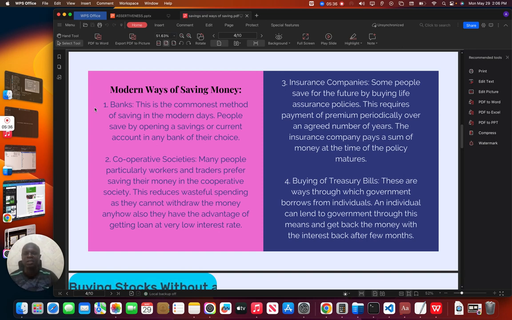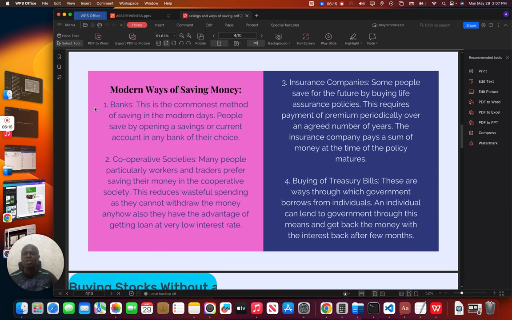Today, technology has really helped us and we are advancing every day. So we can save in the bank. The first way is bank. This is the most common method of saving in the modern days. People save by opening a savings or current account in any bank of their choice. So today, if you want to save, you go to any bank, and you'll be able to save your money there by opening a savings account or a current account.